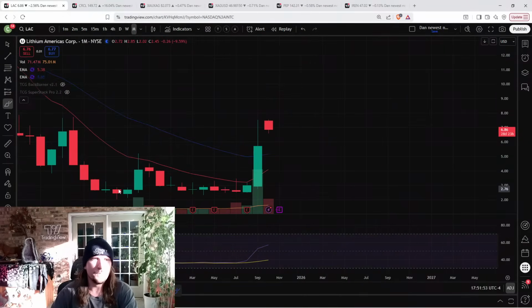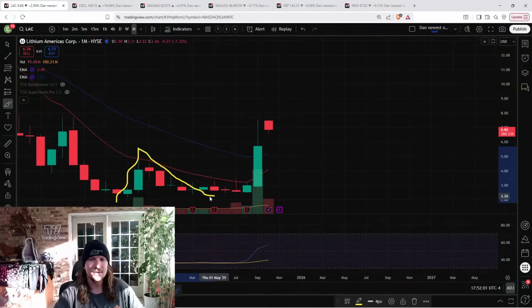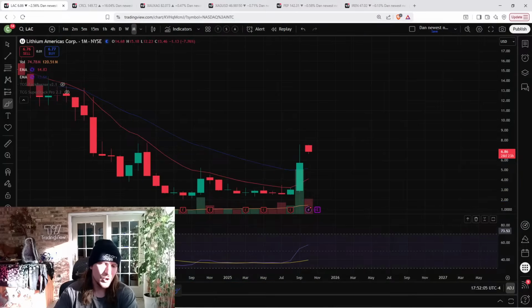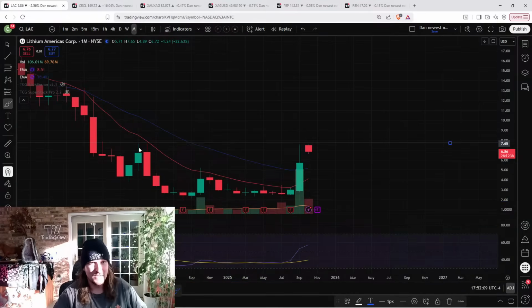LAC ripped off the low. So $2 was the base. We built another base in the low $2. You could call this a monthly uptrend. Now we're battling this trench. Look at that rejection. We top out at 765, 771. We top out at 755. It's right there. So that's the next hurdle.